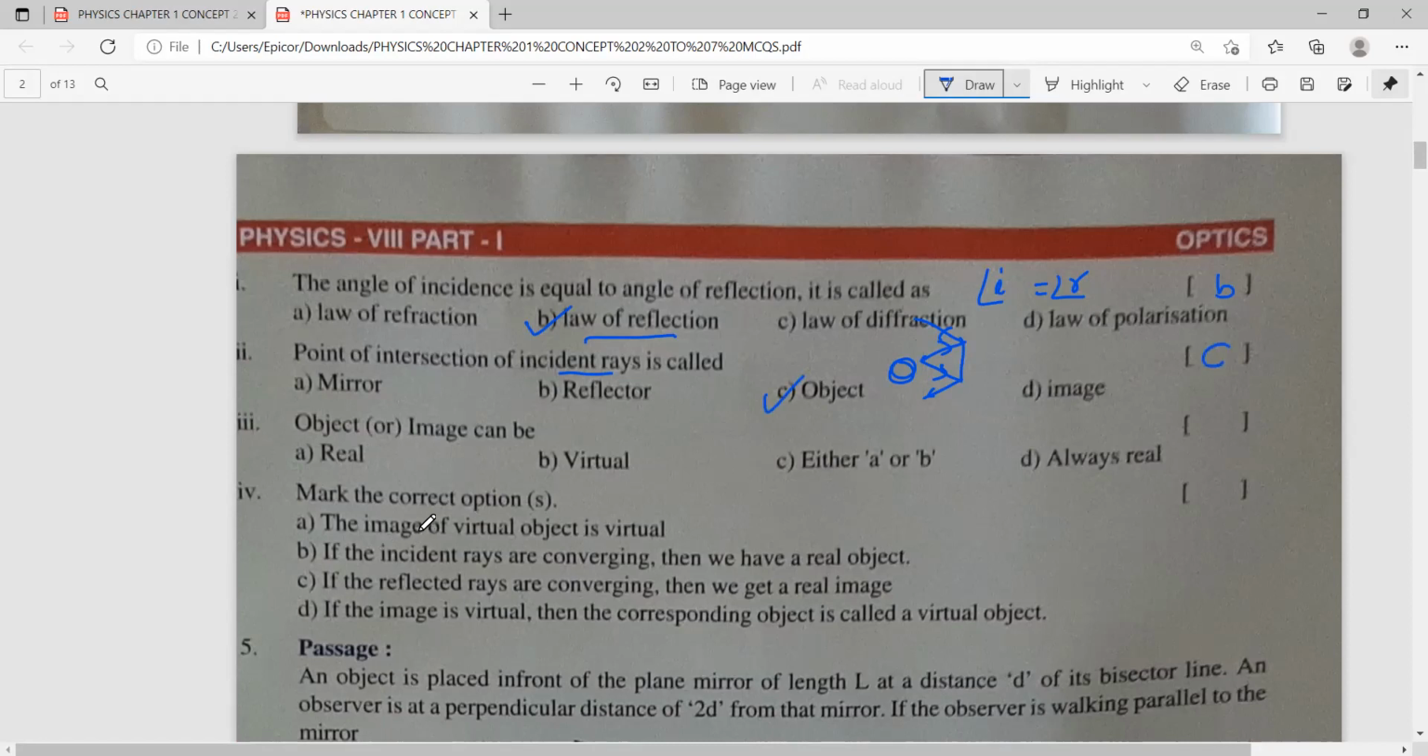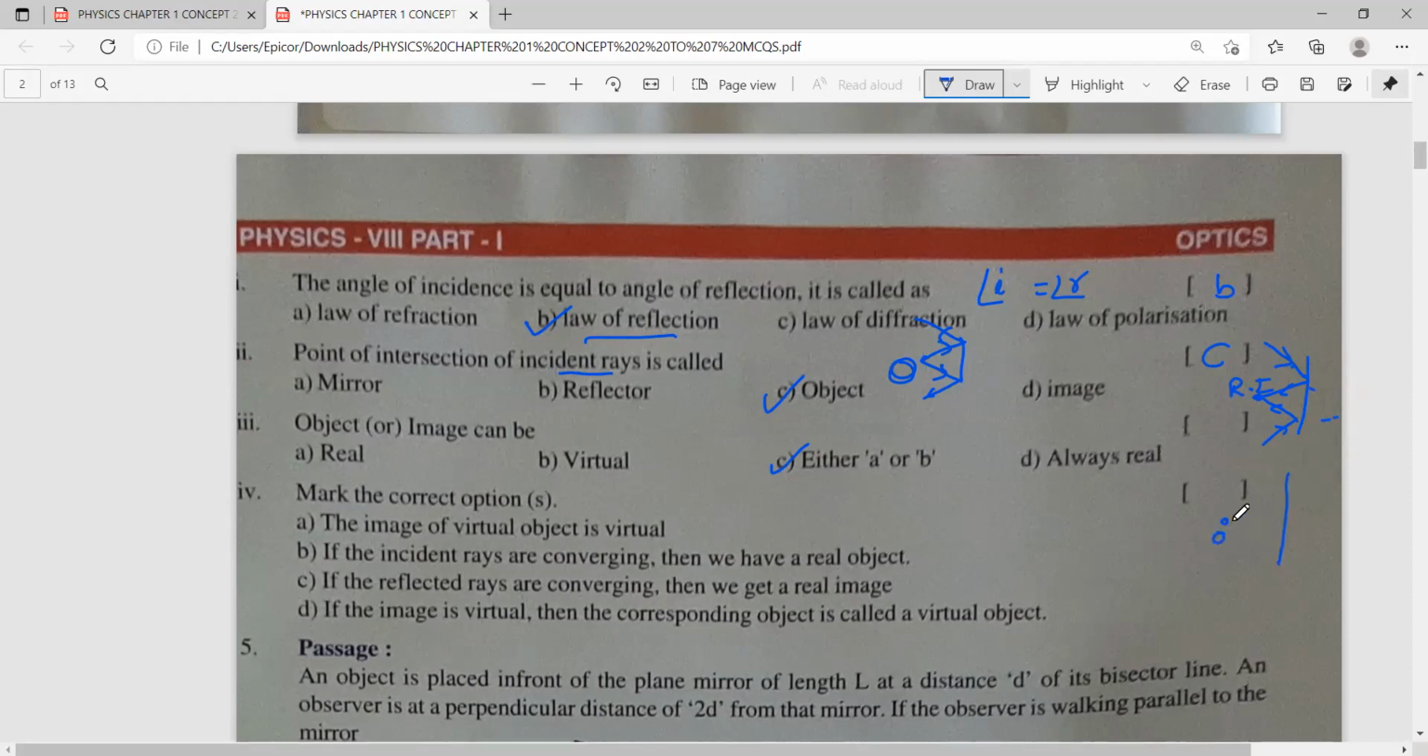Next, see children, object or image can be either real or virtual. Why? In two conditions we learned. In the first condition, when the object is at infinity, the rays fall on the mirror and converge. When they converge, the reflected rays are actually meeting. That is what we call a real image. Or in that condition the object will be virtual. Sorry children.